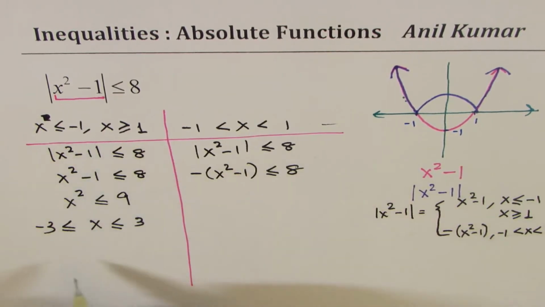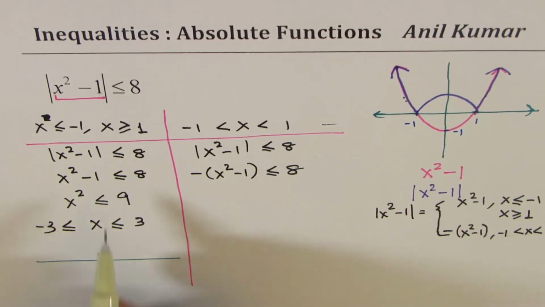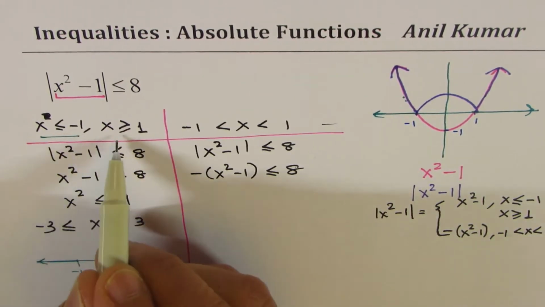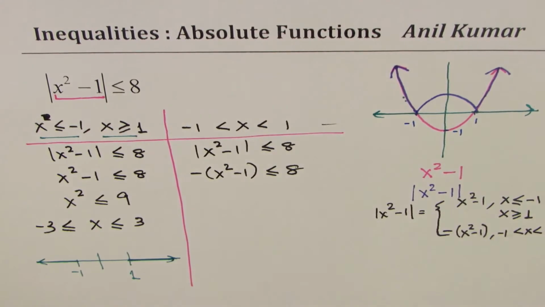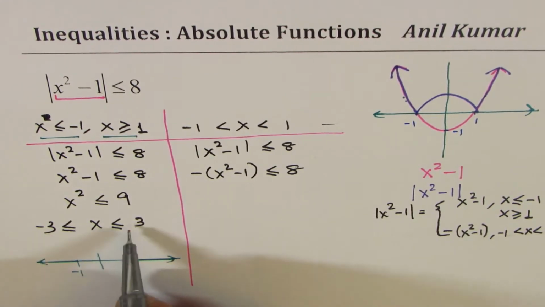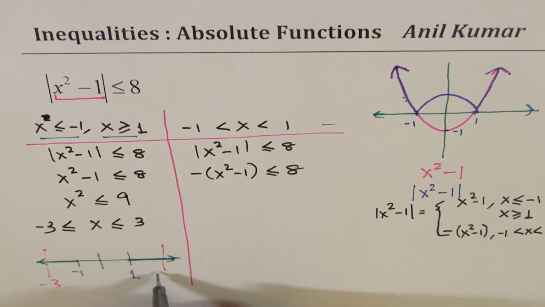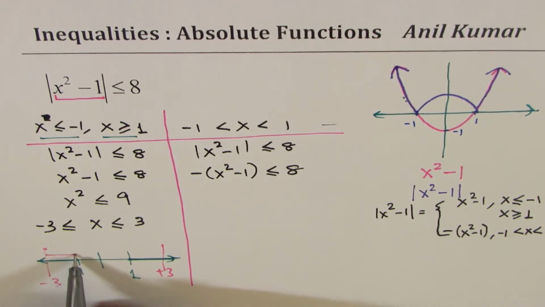However, we are talking about the interval which is on the right side of 1, right? Or on the left side of minus 1. Do you see that? These are the two intervals. The solution which I am trying to get here is from minus 3 to plus 3. Do you see that? Now what is common? The only common solution is kind of here.